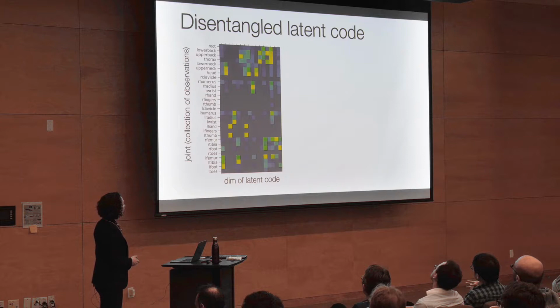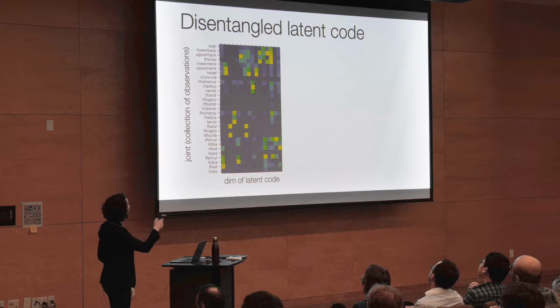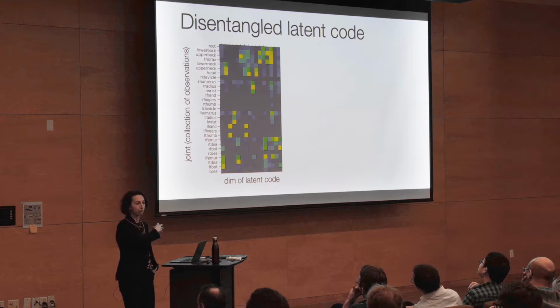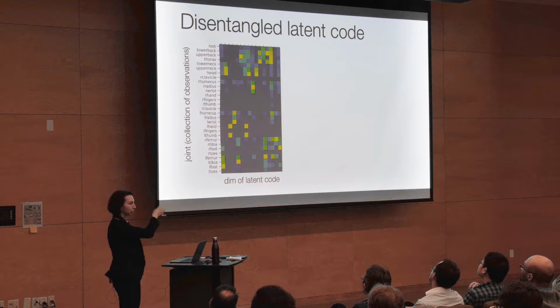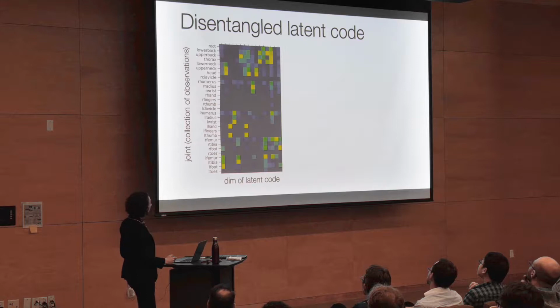One thing that we can look at here is the learned weights matrix between each of the dimensions of our latent code, which are the different columns in this matrix, and each group of observations, every joint in the human body, which are the rows here. And this is a sparse matrix, so it's interpretable. And I want to emphasize that in the standard VAE, you can't even start to show something like this matrix, so there's no comparison I can draw across interpretability.